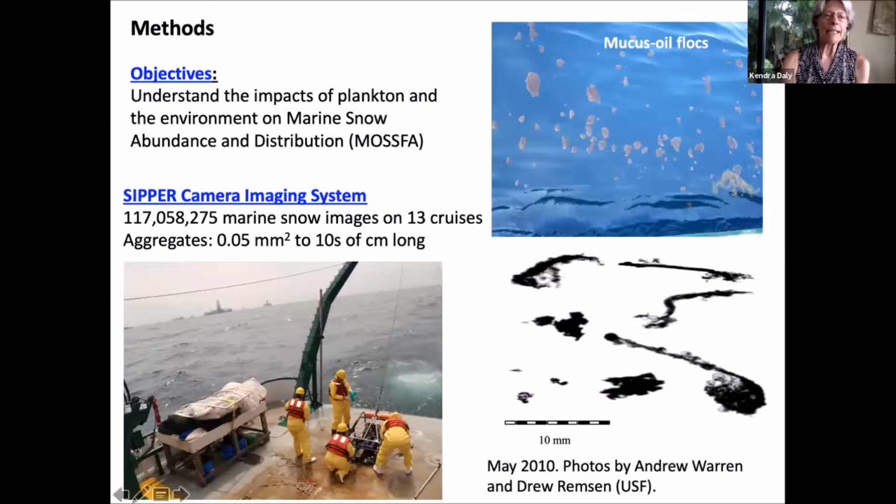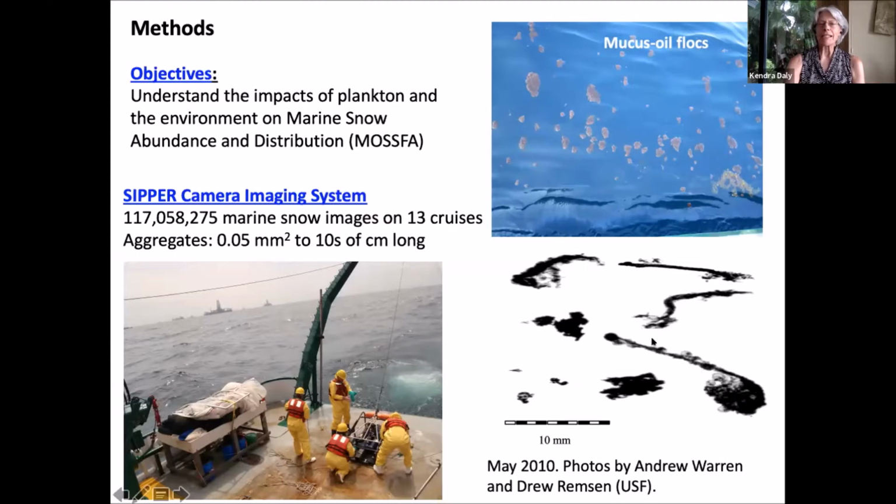So this is the camera system that we use. It's called a SIPPER, and it was on a towed platform. Along with the camera, we had CTDs, so we measured temperature and salinity, as well as chlorophyll fluorescence. We had a transmissometer, so we had a variety of environmental parameters that we were measuring at the same time. We collected over 117 million marine snow images on 13 cruises.